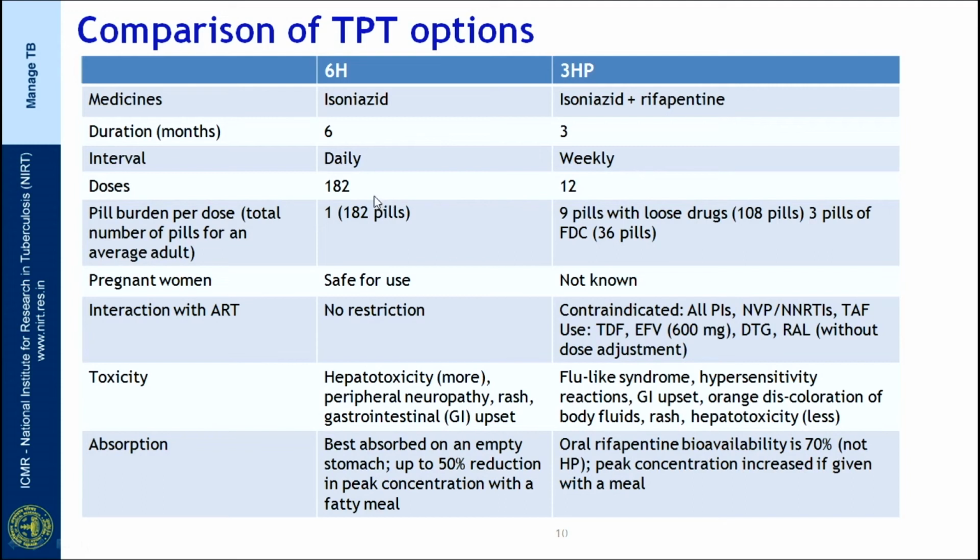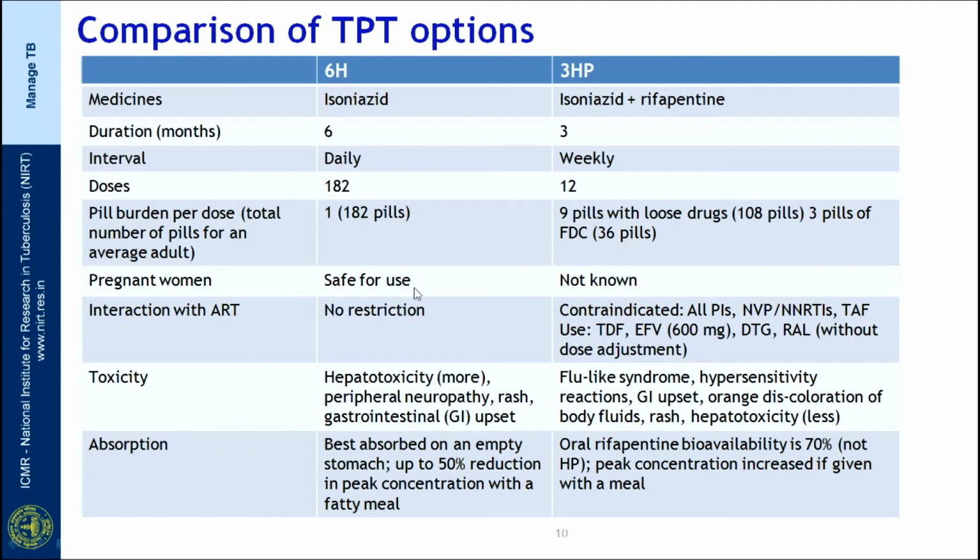The doses are 182 doses, 6 months daily, 182 doses, whereas here weekly for 3 months, and therefore 12 doses. The pill burden per dose is 1 pill, whereas here an average adult can receive up to 9 pills with loose drugs. So, 108 pills is the use. So, one of the issues with the 3HP regimen, even though it is a weekly regimen, is the high pill burden.